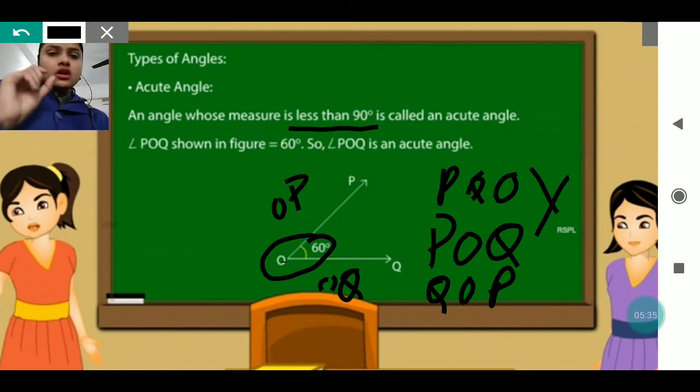And that O is only denoting the measure of the angle, how much the measurement of that particular angle is. So that angle is 60 degrees. So POQ is an acute angle as it is less than 90, it is 60 degrees. Okay, so how can we see whether the angle is an acute angle or not? By measuring, if it is less than 90 or not. If it is, then it is an acute angle.